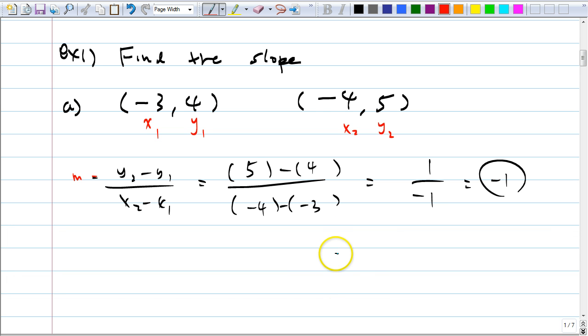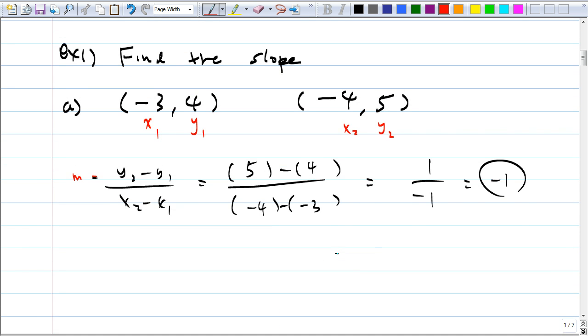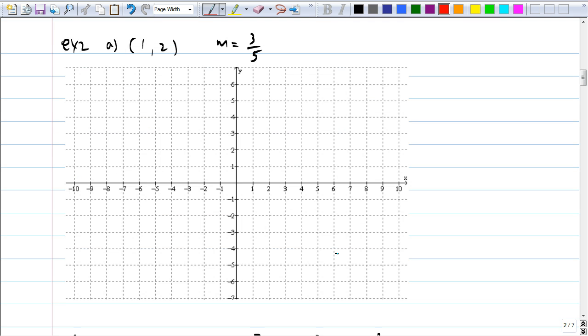Try one more time here. Okay, actually, that was it. Let's go to the next example, okay? Example 2 is a little bit different. I want you to try to sketch the line that passes through 1, 2 and has a slope of 3/5. So can you guys sketch this line on a graph paper?